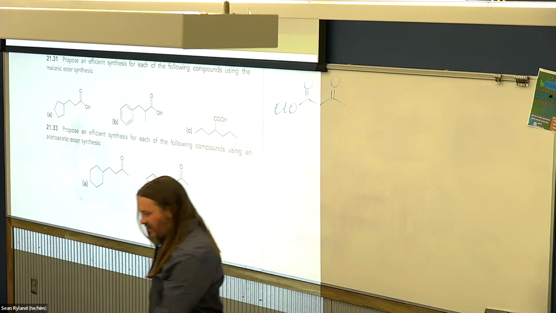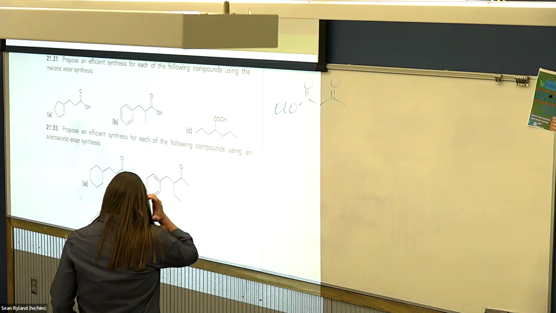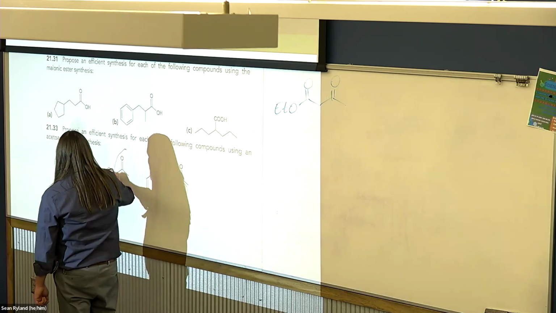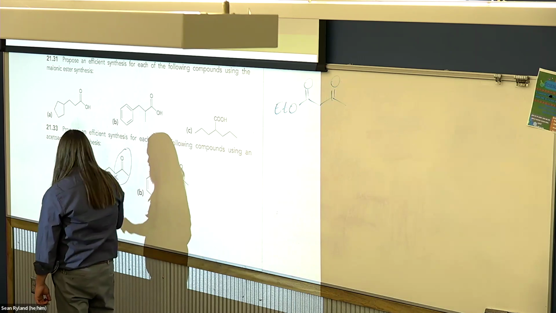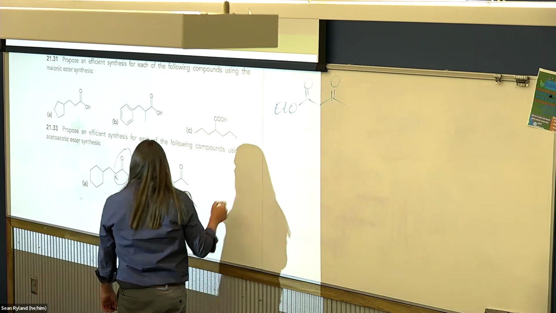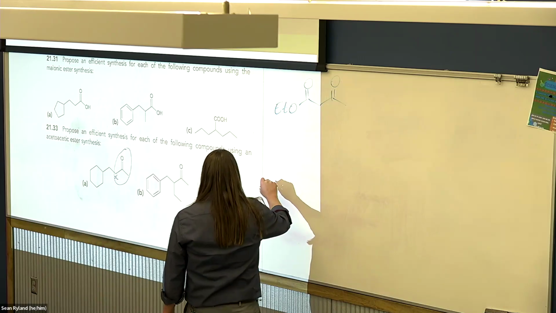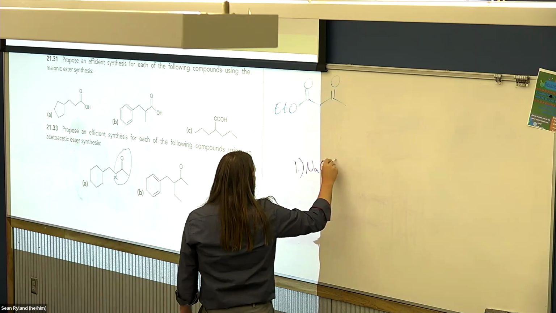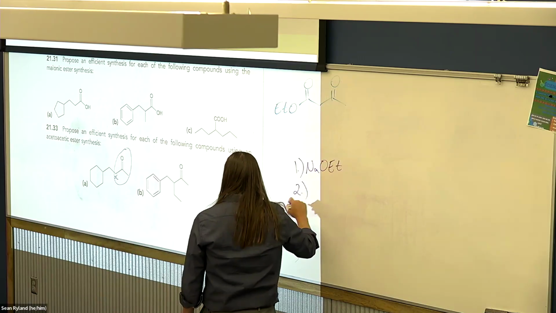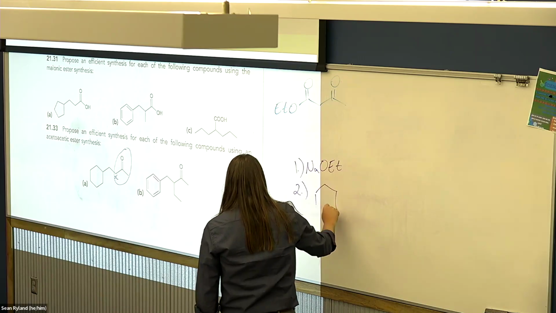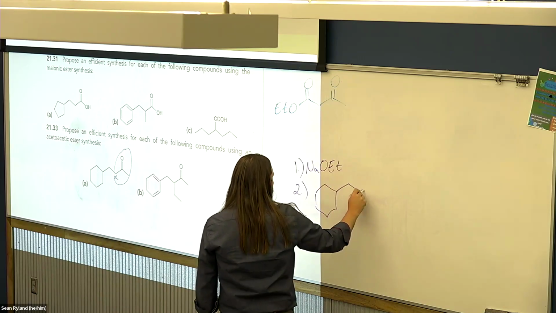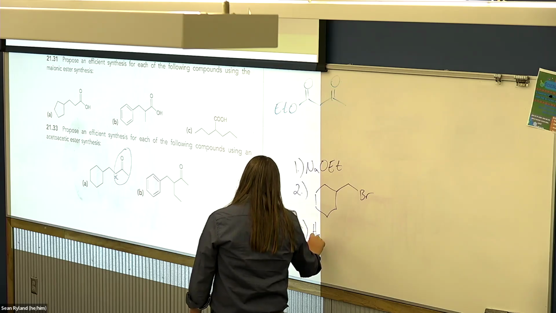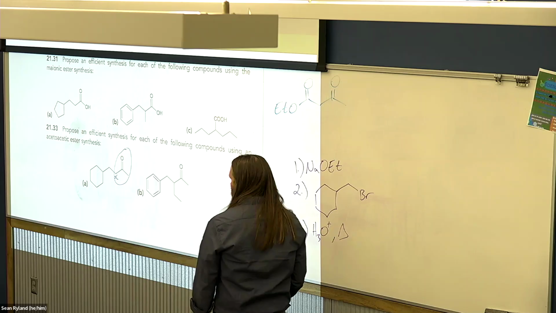All right. So what are we looking at here? What's the alpha carbon and what's attached to it? So this whole piece is going to be left over from this process. So we're just adding cyclohexyl chloromethane. So step one would be NaOEt. Step two would be our alkyl halide. Step three, H3O plus and heat.